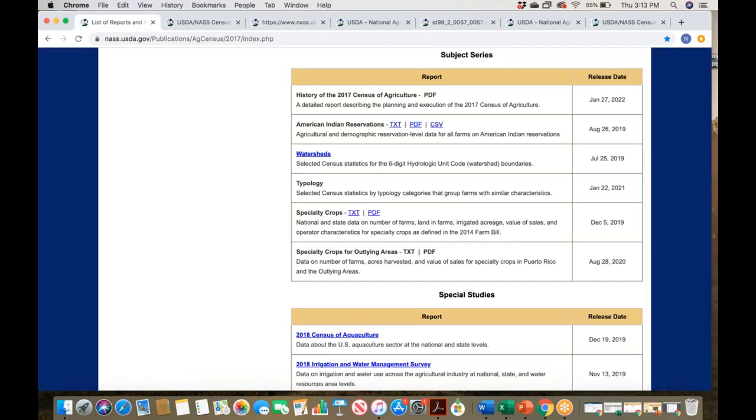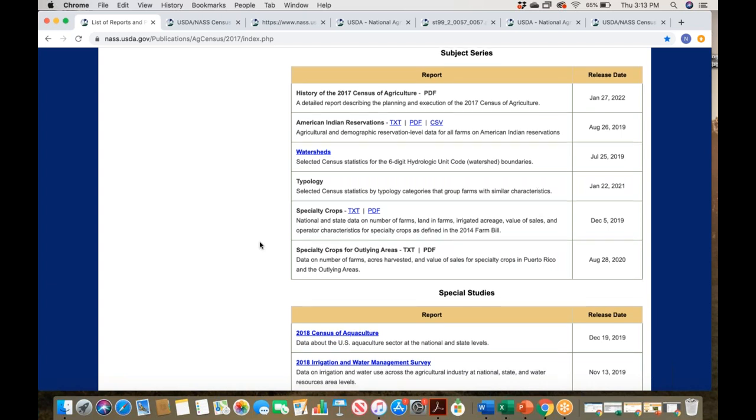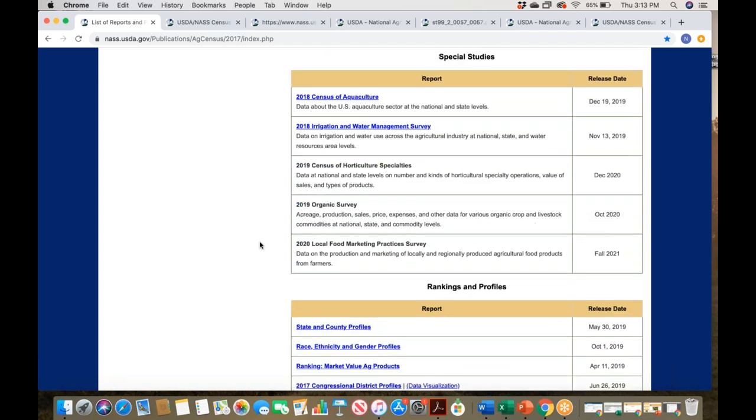I just want to show you that there's watershed information using the 6-digit hydrologic unit code, specialty crop information. Then there's some special studies. So the 2018 Census of Aquaculture was released last December. There's an irrigation and water management survey. So the census is the overall encompassing agriculture report, but then they do these special series and special studies. So if aquaculture is your thing, go here and you'll find specific information.